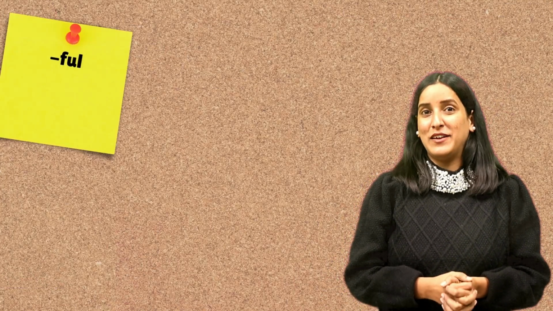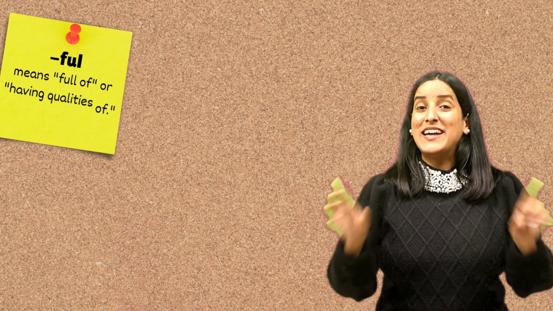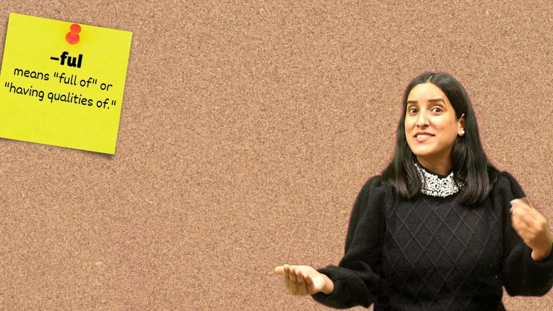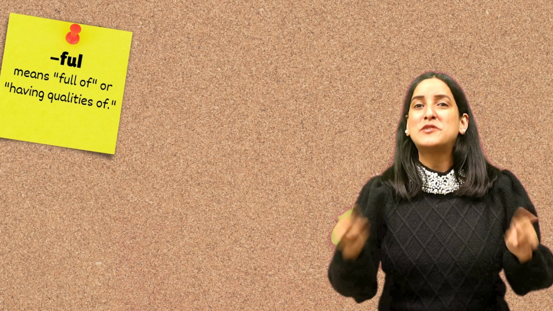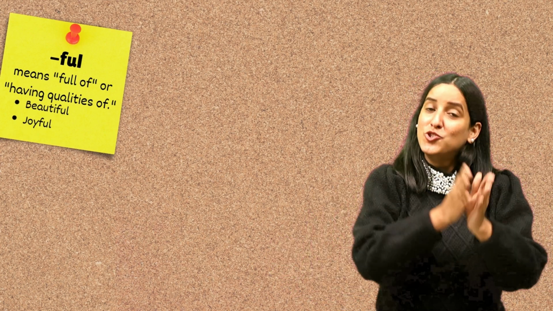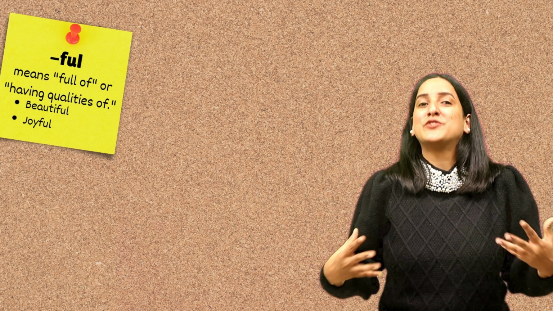The first one being full. Now this suffix means full of or having qualities of, okay? Now it turns nouns into adjectives, like beauty becomes beautiful, right? Which means full of beauty. Joy becomes joyful, full of joy, right?